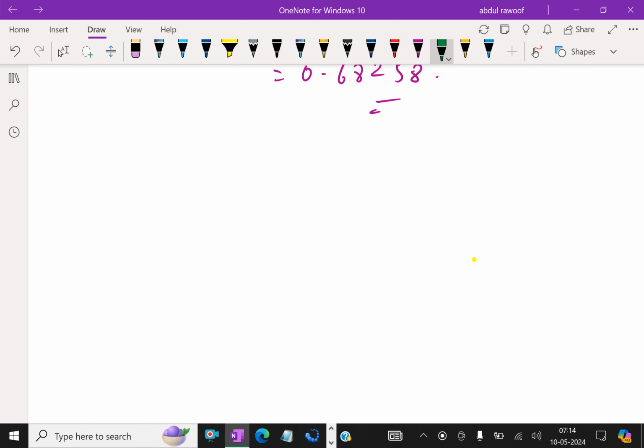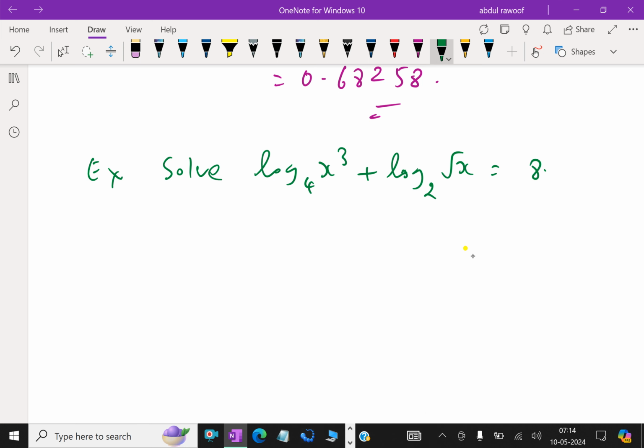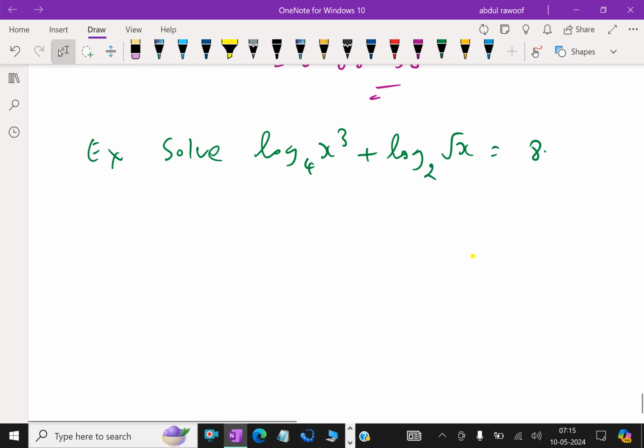One more example. Solve log base 4 of x cube plus log base 2 of root x equals 8. Your log x cube base 4.